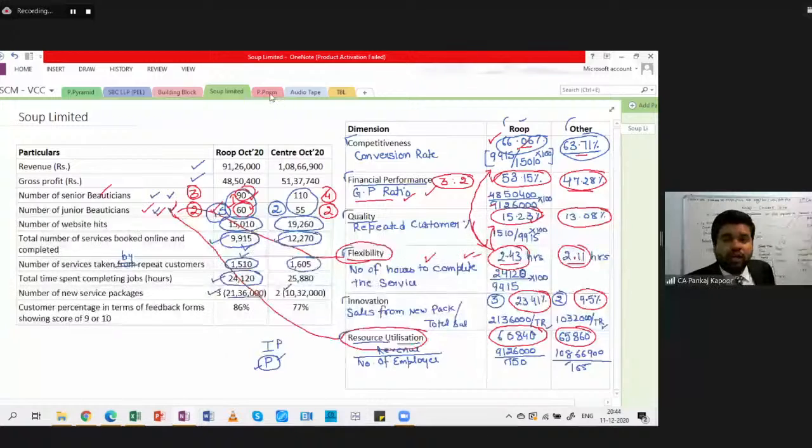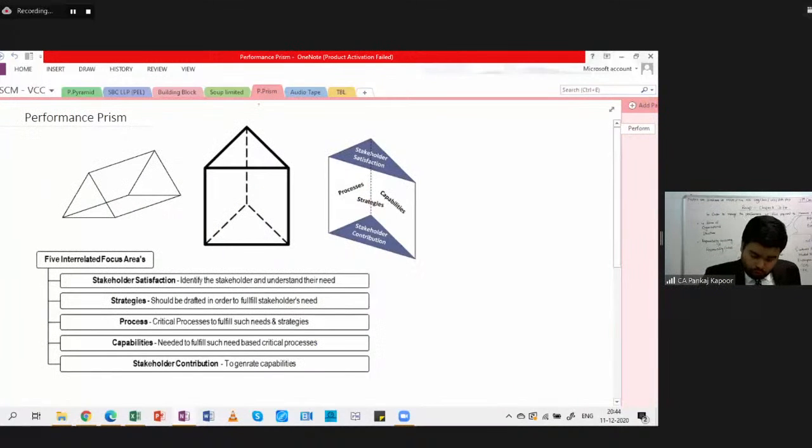Okay. So I'll take you through it in order to understand the performance prism. The performance prism basically comprises 5 elements. What are those elements? Stakeholder satisfaction, strategies, processes, capabilities, meaning the resources, and contribution done by stakeholders. Let me tell you a small story. Listen very carefully. This is going to help you in a greater manner.